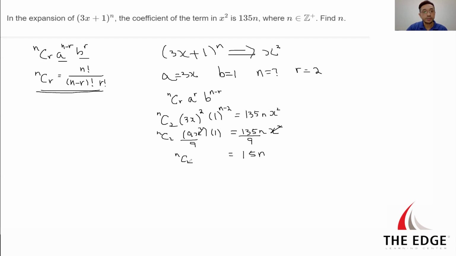So according to the equations, nC2 we can rewrite as n factorial over (n minus 2) factorial times 2 factorial. Now 2 factorial is just 2 times 1. So we still have the 15n on the side, and we can just think of this as just 2. And we can multiply by 2 on both sides to help us get rid of the 2. So the 2 will now cancel, and we can see that the right-hand side now becomes 30n.